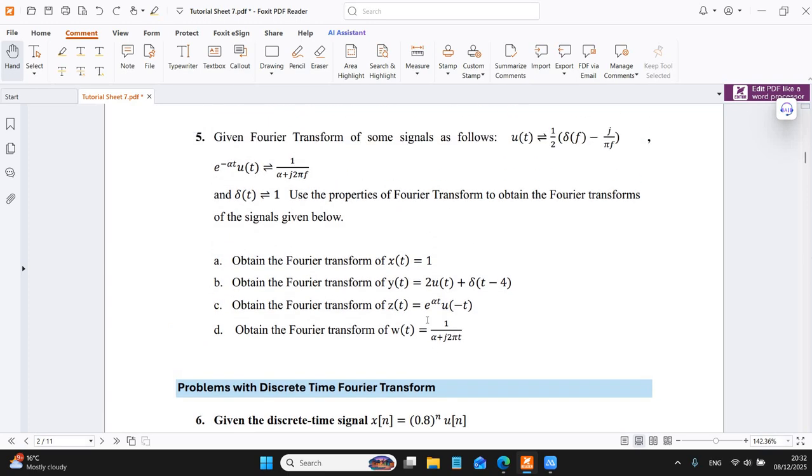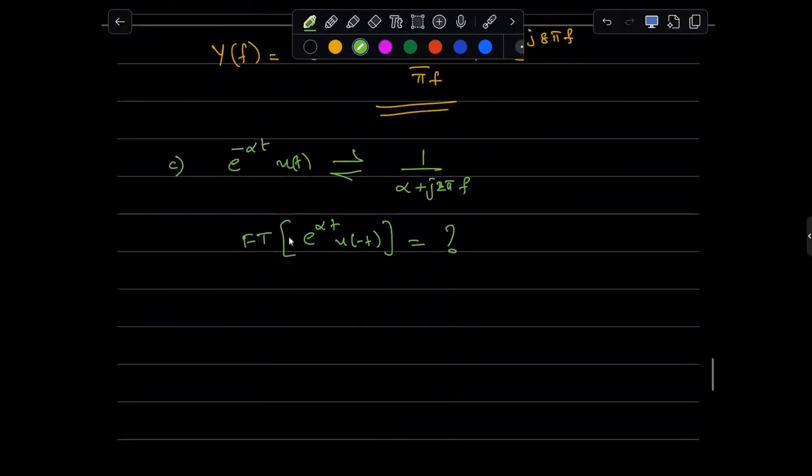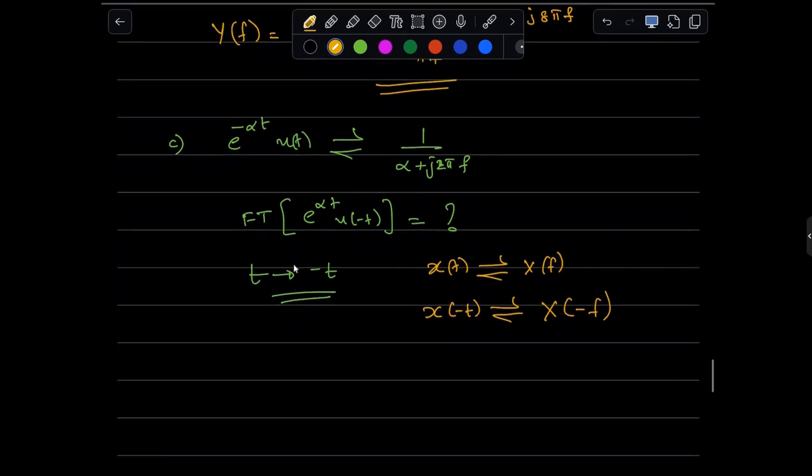Now we want to find what is the Fourier transform of the signal e power alpha t into u of minus t. So this is the question. I will show you now. So you see here, replace t with minus t. This is what is happening actually. So if x of t has the Fourier transform X of f, then x of minus t will have the Fourier transform X of minus f. So if you replace t with minus t, then you have to replace f with minus f.